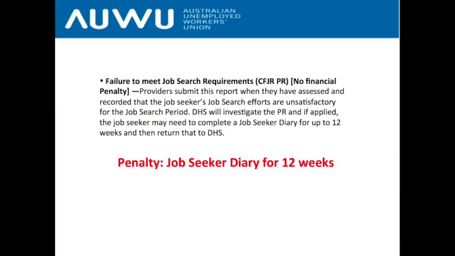The next penalty I'm going to talk about is the failure to meet job search requirements. This is another participation report that's sent through by the job agencies to Centrelink. Providers submit this report when they have assessed and recorded that the job seeker's job search efforts are unsatisfactory for the job search period. So essentially, if the unemployed workers failed to meet the job search requirements set out in the job plan, Centrelink will then investigate that participation report. They would contact the unemployed worker to ensure that there's no reasonable excuse. And then if that penalty is applied, the job seeker may need to complete a job seeker diary for up to 12 weeks and return that to Centrelink.